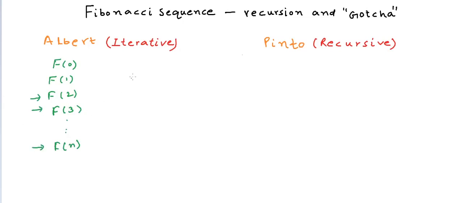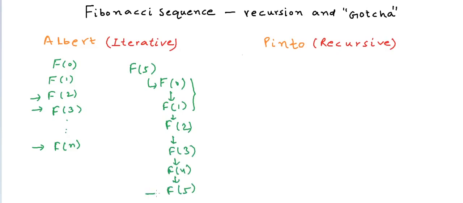For example, if he wants to calculate f5, he already has these two values, f0 and f1. From here he goes to f2 and then to f3, f4, all the way till f5. Now if Pinto has to calculate f5, he makes a recursive call to f4 and f3.